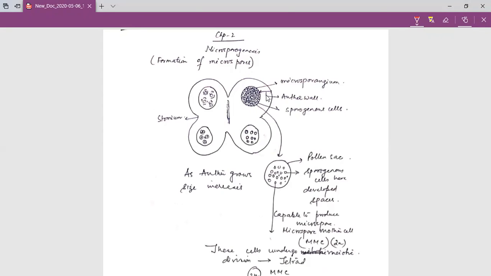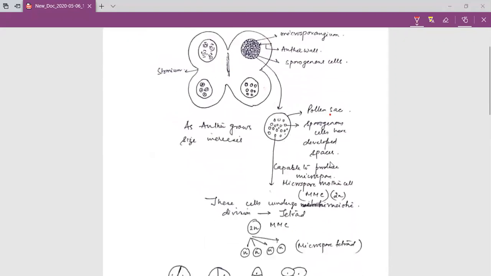Now if I say this is stage 1, these sporogenous cells are tightly packed inside this microsporangium. As the anther grows and matures, what happens? This microsporangium also increases in size. Once the microsporangium increases in size, by dissolution of the callus present in between the sporogenous cells, the cells become easily separated from each other and develop certain spaces in between. In that case, we call it a pollen sac. We will no longer call it a microsporangium.